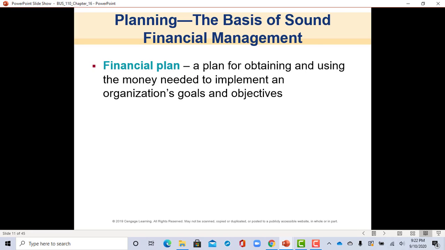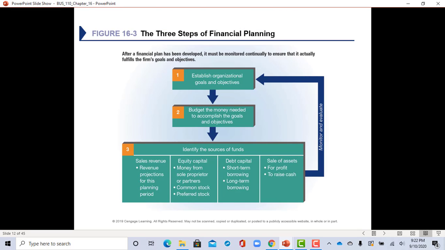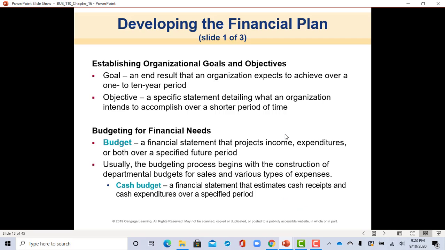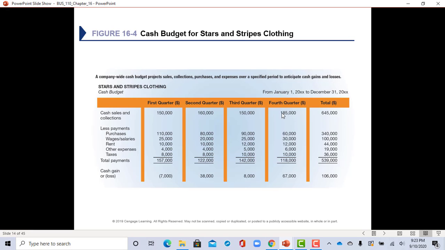Financial managers must then determine how much money is needed to accomplish each goal and objective. Here are the 3 steps of financial planning. First, we want to establish organizational goals and objectives, budget the money needed to accomplish the goals and objectives, and then identify the source of funds. We already talked about these here. Here's an example of a cash budget.